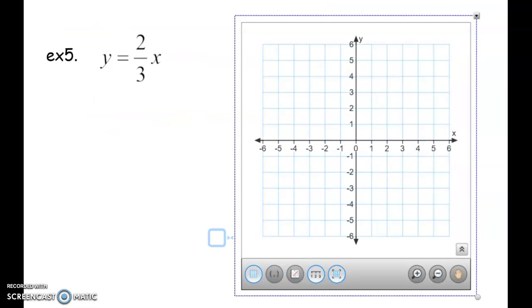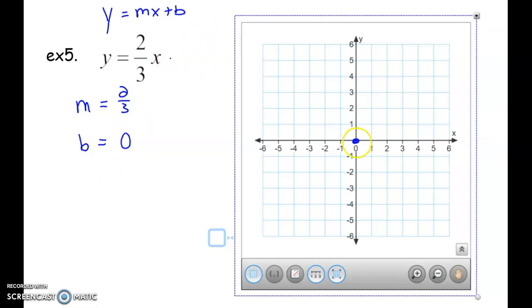Example 5, y equals 2/3 x. So we can say, all right, so this one, think about what is your slope and what is your y-intercept. Now, one of them is 0. So think, which one do we know and which one is 0? All right, so you know the slope because that's the one that goes with the x. And we're looking for the y-intercept. Since there isn't anything there, it's just 0.